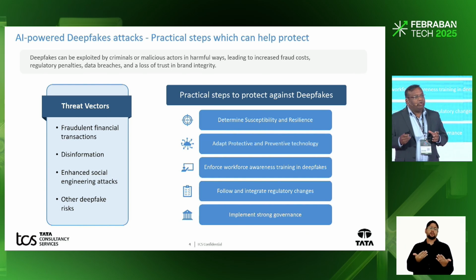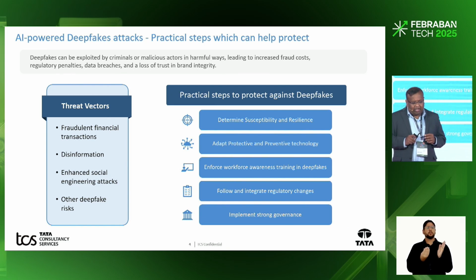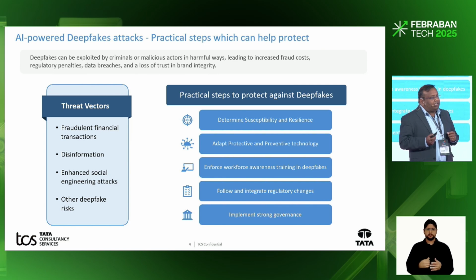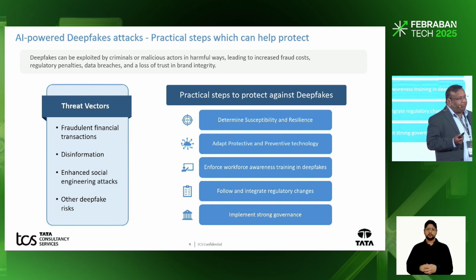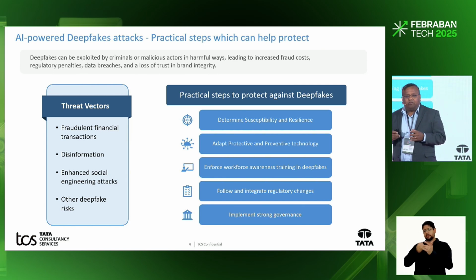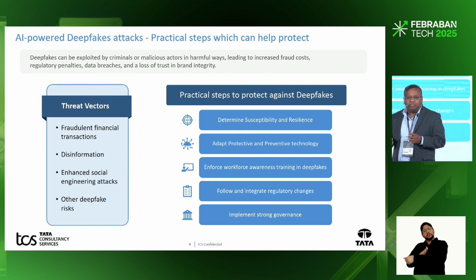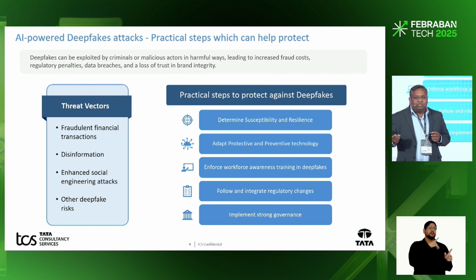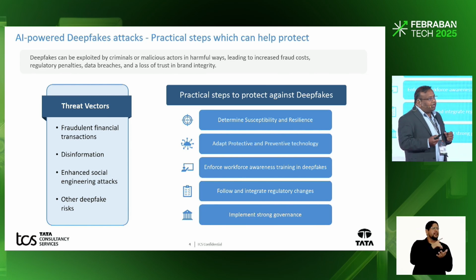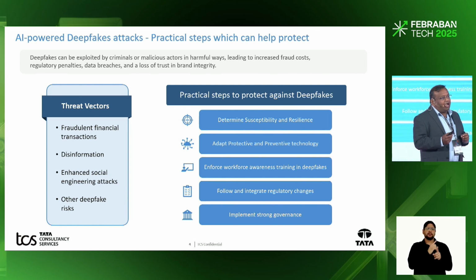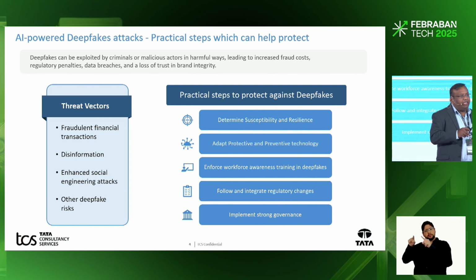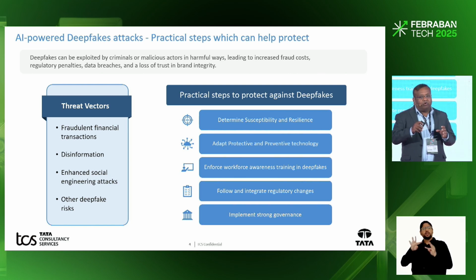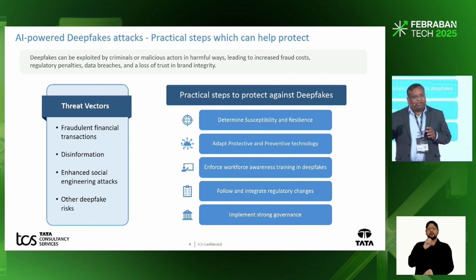So those things have to be looked at, and also enforce workforce awareness training. That is very, very critical. The human is the weakest link in every aspect, and we know that deepfakes are very tough for individuals to crack or identify. So how do we train them on scenarios, and train all the stakeholders? It is not only the critical function, critical people. The operational teams also have to be trained, right?